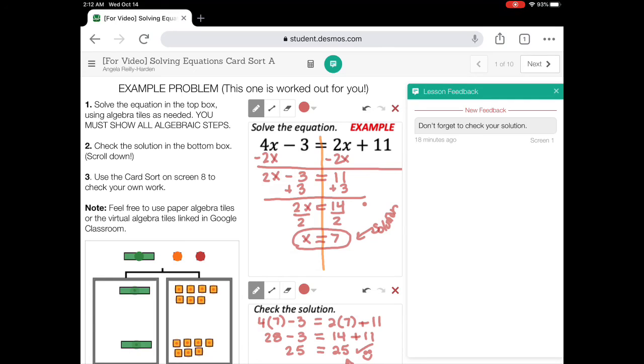When you finish and you've checked your feedback, make sure you mark this assignment complete in Google Classroom.